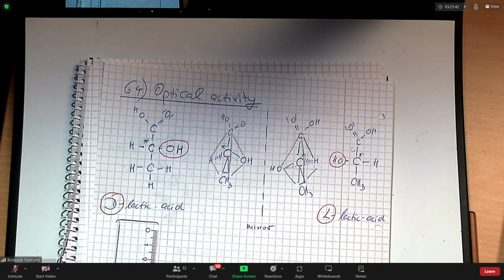If you look at your yogurt, or maybe some other food, sometimes you can read on it, this yogurt has a high content of D-lactic acid, for example. And some people say, okay, the D version is more healthy than the L, or we can use it, and the other one not.